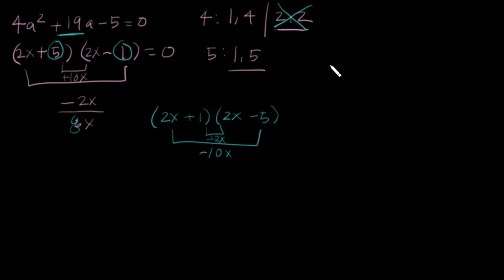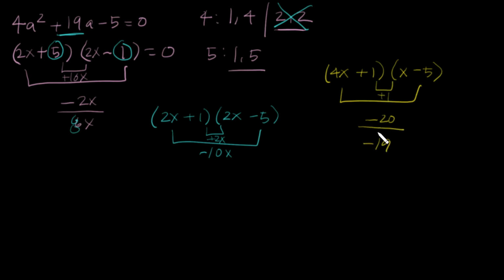Okay, so we have 4x plus 1, and then x minus 5. Okay, we do the outer, that's a -20. We do the inner, that's a plus 1, that's a -19.